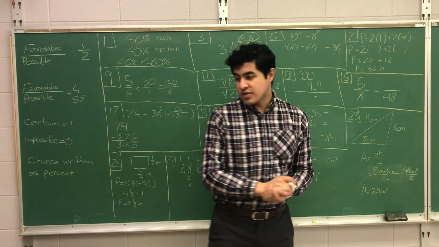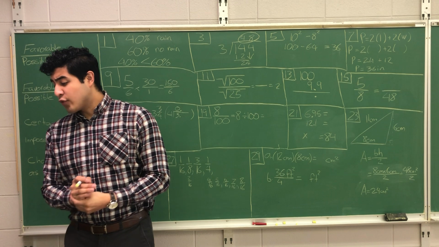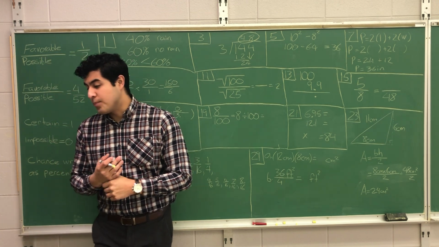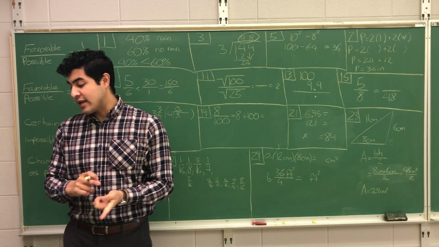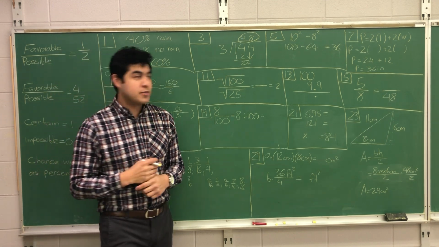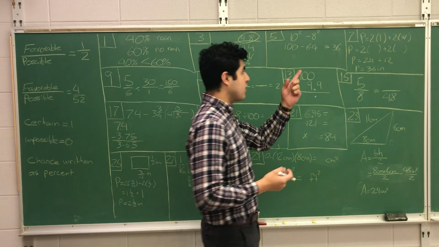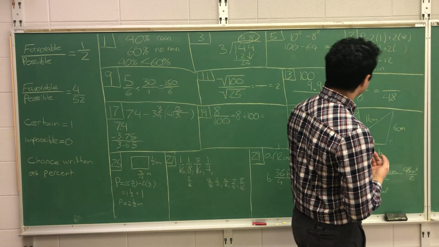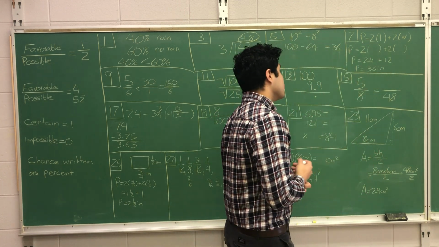All right, next, number 7. Write the formula for the perimeter of a rectangle. Then substitute 12 inches for length and 6 inches for width. Solve the equation to find the perimeter of the rectangle. So we've got our formula here. P equals 2 times length plus 2 times width.